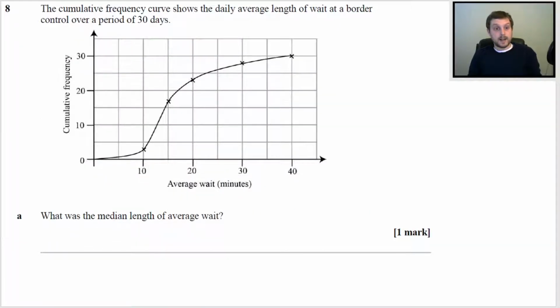Right, last question. What was the median length of average weight? So you go halfway between 30 and 0, which was 15. So along to 15, down, and this is 14. So 14. You were allowed anything between 13.5 and 14.5.